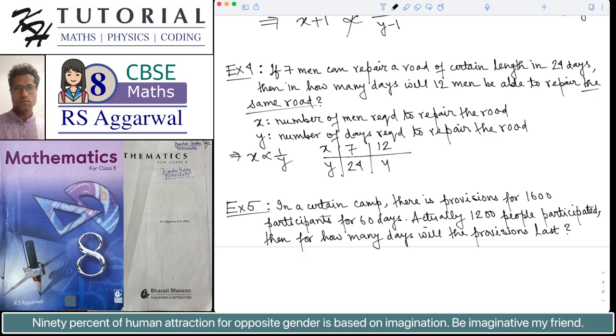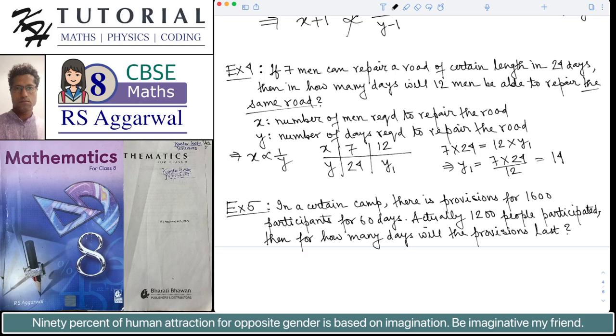So let's say the value of y will be y1. Essentially y1 will be the number of days required by 12 men to repair the road. Now I will apply the concept of inverse variation. I must have the product of the corresponding values equal for all the sets of values. That is, 7 multiplied by 24 is equal to 12 multiplied by y1. So from here y1 is equal to 7 multiplied by 24 divided by 12. This is equal to 14.